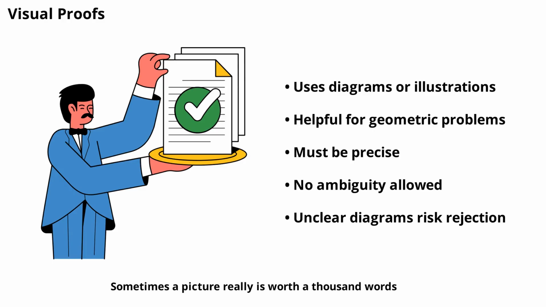Sometimes, a picture really is worth 1,000 words. Visual proofs use diagrams or illustrations to demonstrate why a statement is true. These can be especially helpful for geometric problems, where seeing the relationships between shapes makes the logic clear. However, for a visual proof to be accepted, it must be precise and leave no room for ambiguity. If the diagram is unclear or doesn't cover all cases, the proof may be rejected.